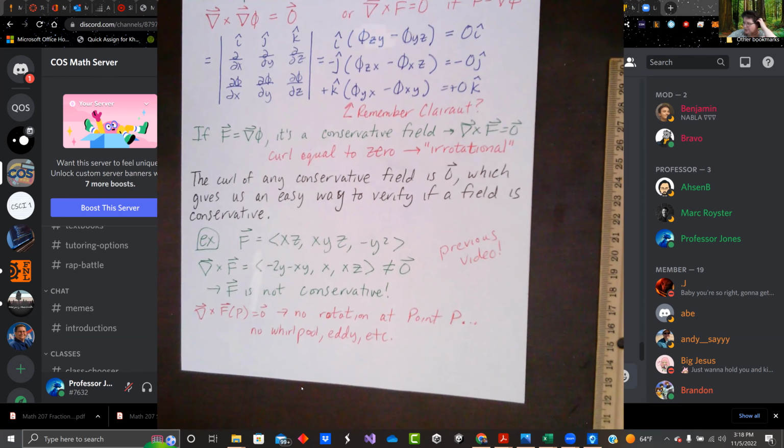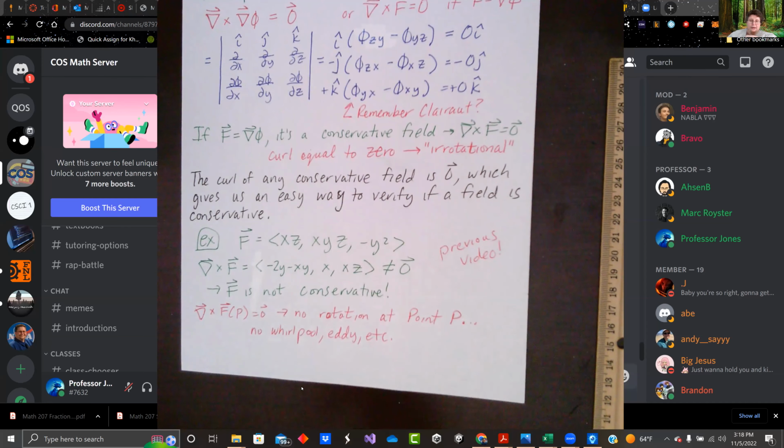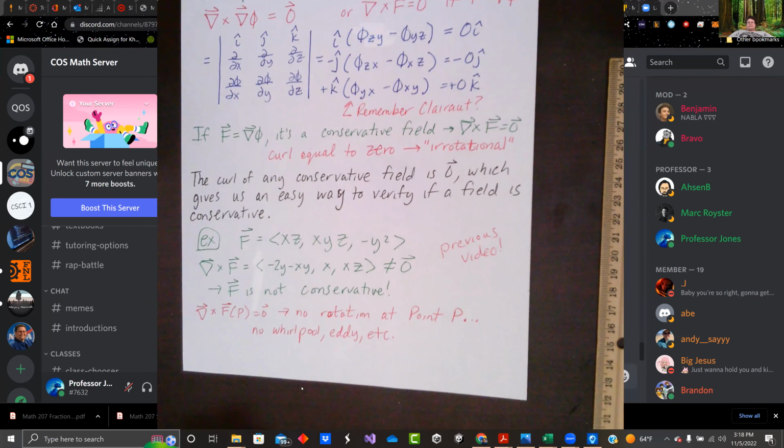When we do the curl of a vector field at a point, like in this last one, 0, 0, 0, it means there's no rotation. x, y, and z would be 0, so the curl is 0 there, but everywhere else around it is swirling. So it's like stagnant at the origin, but everywhere else the water is swirling around it. So whirlpools, eddies, stuff like that, you get some turbulence.